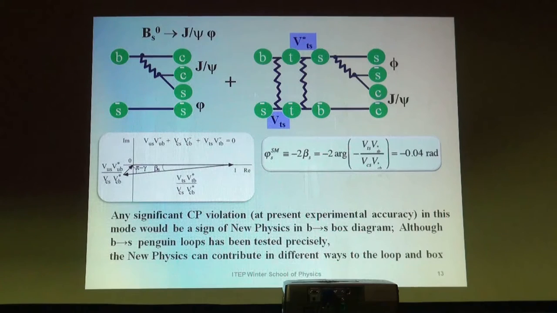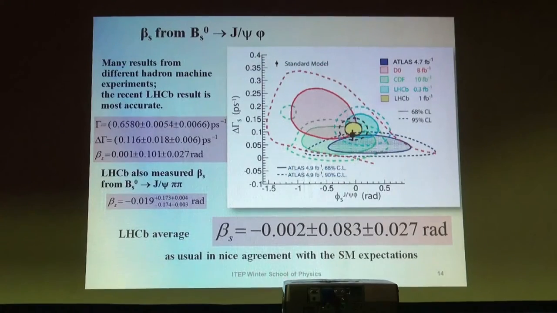Misha would tell me that I have ignored again the up quark contribution to this loop, but it's very small. So the CP violation should almost disappear in this final state when we study CP asymmetry. And we can see now the results of many experiments, but the most precise is from LHCb. It's here, it's LHCb.